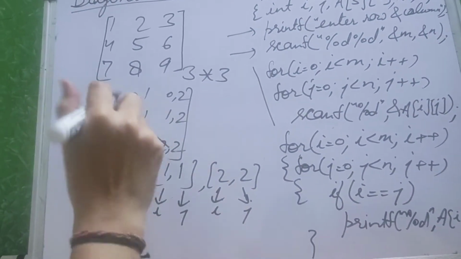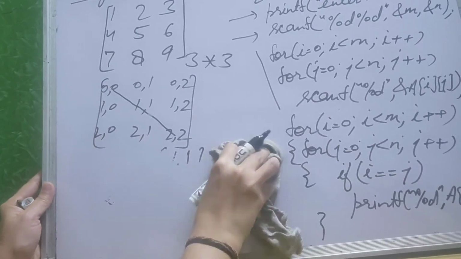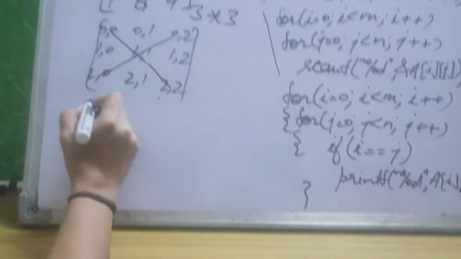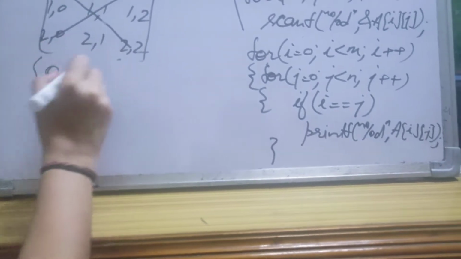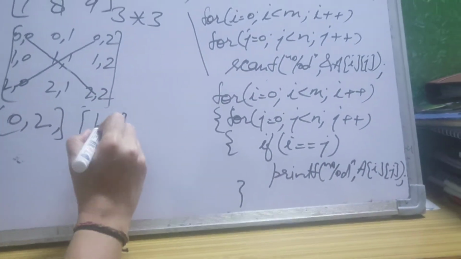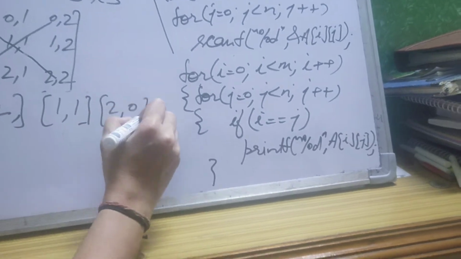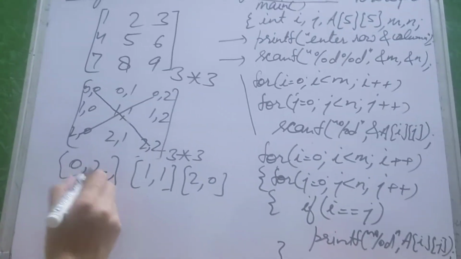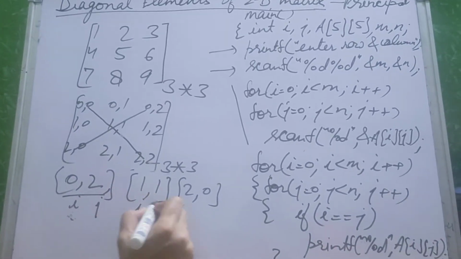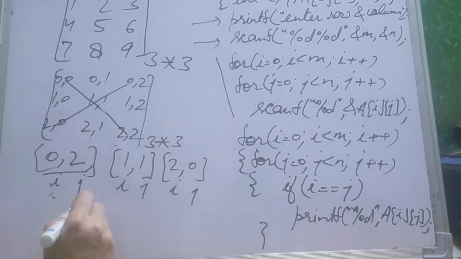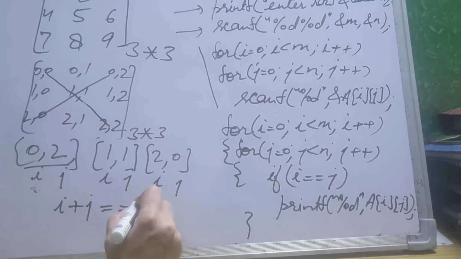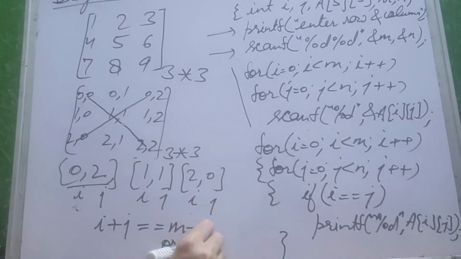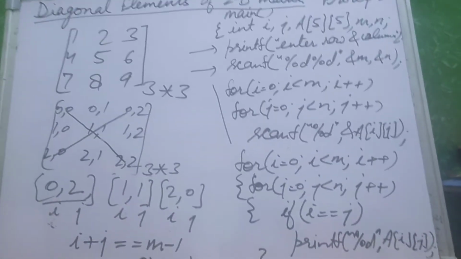Now for the non-principal diagonal, the non-principal is this one. What do we have? 0, 2, then 1, 1, and 2, 0. As the matrix is of 3 by 3 size, we can check: this is i, this is j, this is i, this is j, this is i, this is j. i plus j equals m minus 1 or n minus 1.